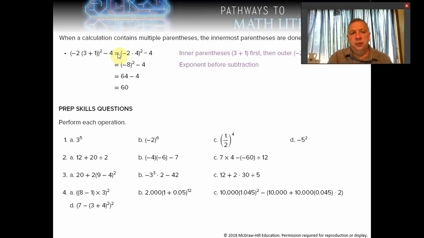Here's a bigger group, with calculations containing multiple levels of parentheses. I want to do the innermost first and then work outwards from there. 3 plus 1 is 4. 4 times negative 2 is negative 8. Then I'm going to square that to give me 64. 64 minus 4 gives me 60. So I've worked out from there.